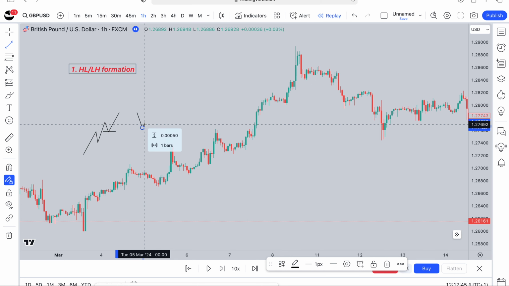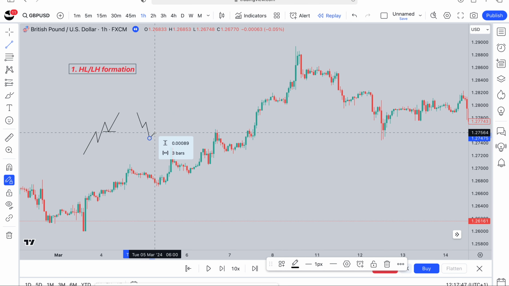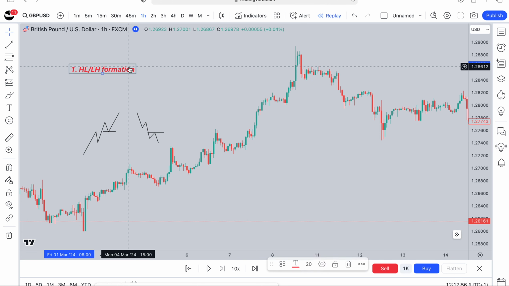Now, obviously, the complete opposite is true for the downtrend. This would be our lower high, and we look to take trades by that. So what's the criteria that we first need to identify?